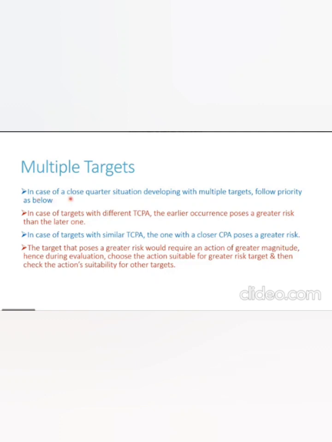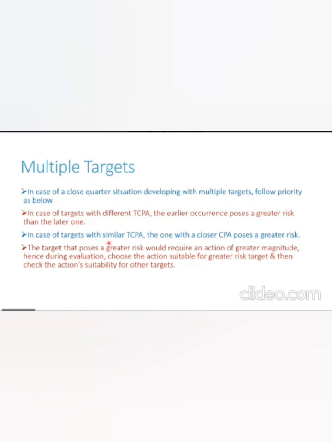So for that, in case of a close quarter situation developing with multiple targets, we follow the priority like this. In case of targets with different TCPA, that is the time for closest point of approach, the earlier occurrence poses a greater risk than the later one. So we check the TCPA of all the targets. The target having the minimum TCPA, which means earliest occurrence, poses the greater risk than the one whose TCPA is occurring at a later time.